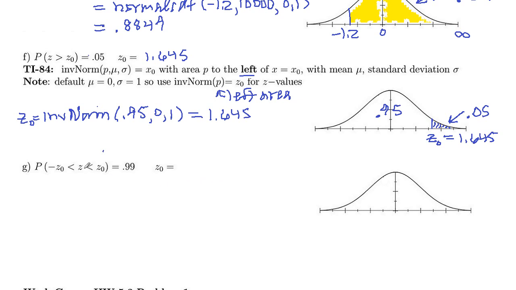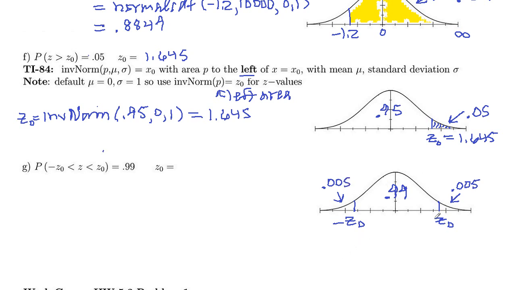Let's look at one last example. The probability that z is between z0 and its negative is 0.99. So that's saying the middle area is 0.99. We've got some cutoff here, z0, and then its negative down here, negative z0, and this middle area is 0.99, 99% of the area. So that means that the area out on the two ends has to total 1%. It's divided equally because of symmetry, so this will be 0.01 divided by 2, 0.005. And then this is also 0.005.